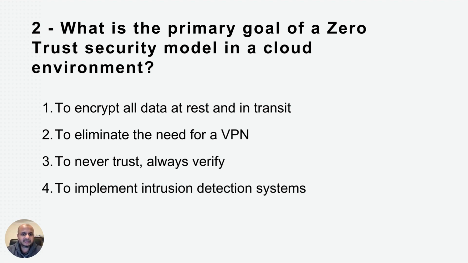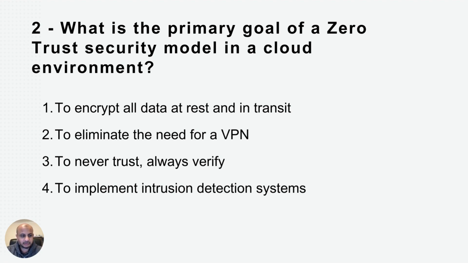The next one is, what is the primary goal of a zero trust security model in a cloud environment? Okay, this is not as straightforward. To encrypt all data at rest and in transit, no, I mean, that's not the primary goal. It is there. To eliminate the need for a VPN, that's a very, very powerful benefit of zero trust. But again, that's not the main goal.